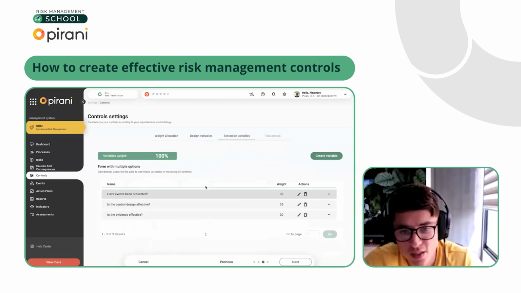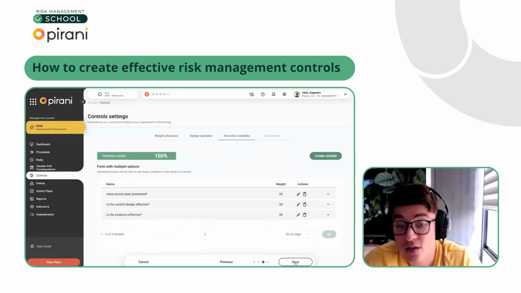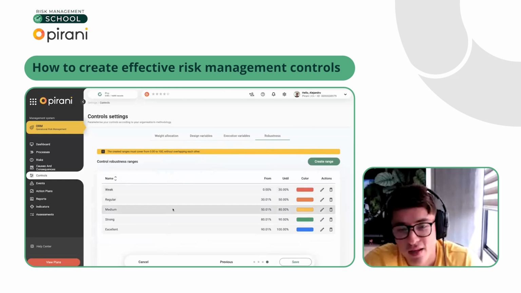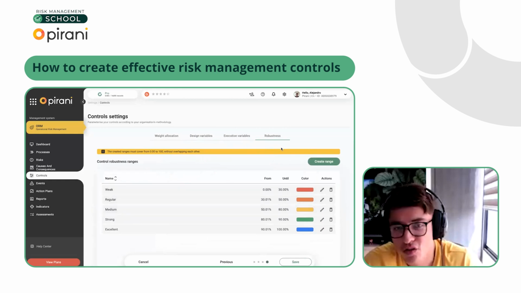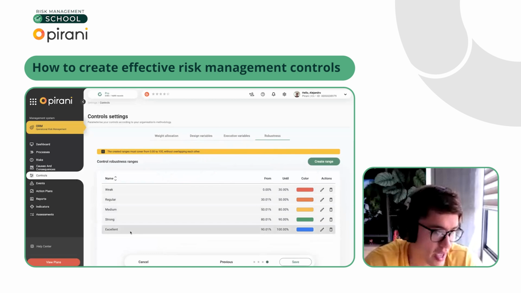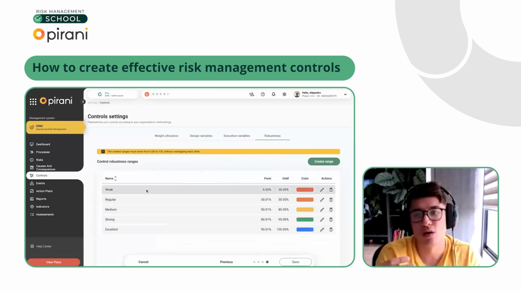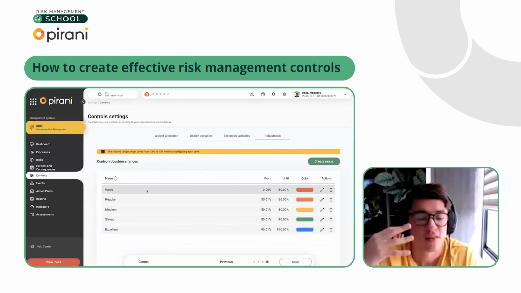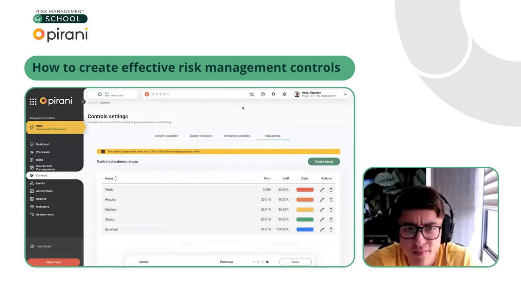You create another specific question for the execution, and you can also create specific robustness levels for your company. You're excellent or weak, or maybe you only want to work with 3 levels. That's also okay for your company.